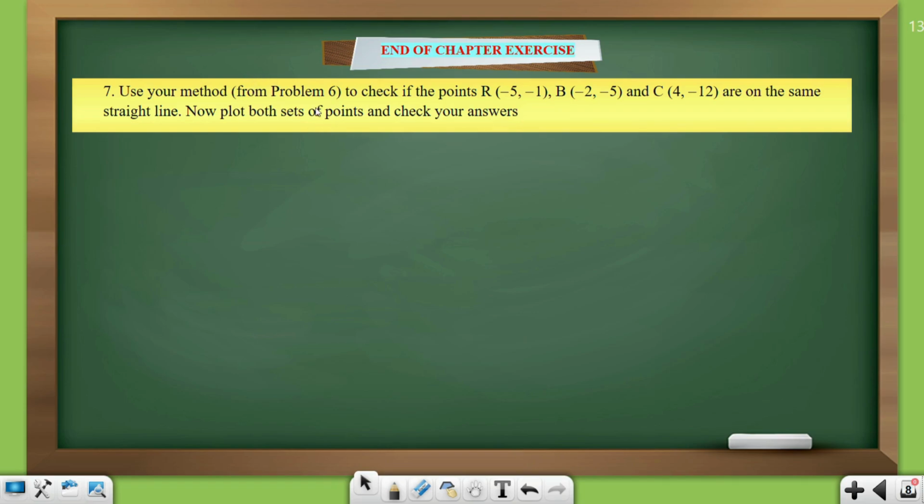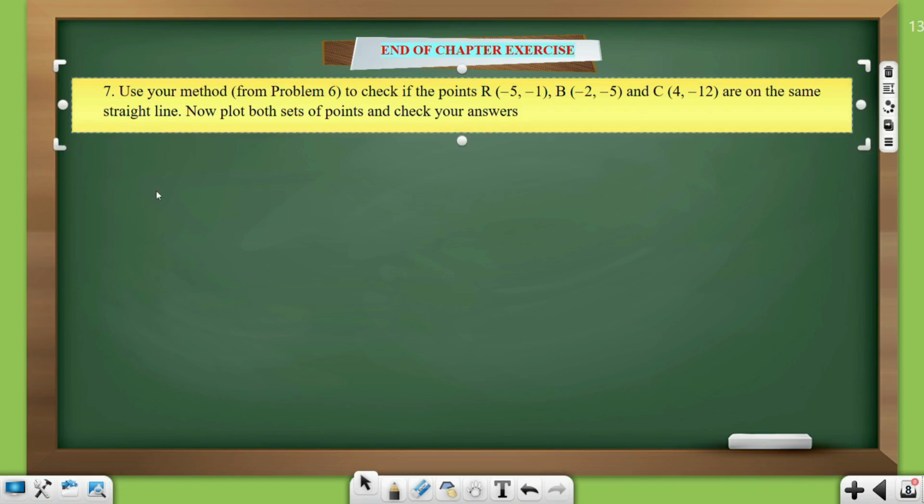In the previous problem, the sixth problem, they asked us to do the same thing. First we have to plot the points and check whether they are located on the same line, and they asked us to suggest some different method to check this. The method that we followed is called the method of collinearity. So here we are going to use the same method to check whether these 3 points are located on the same straight line. So what is the method of collinearity?